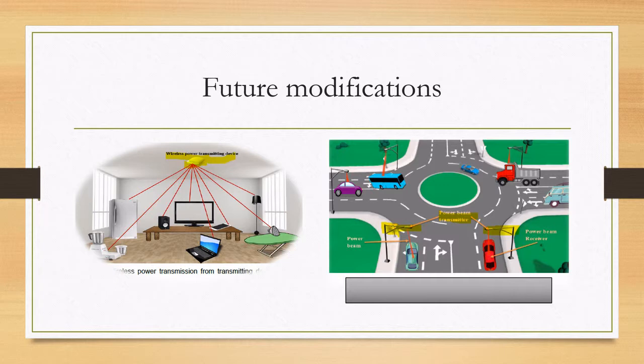The power beam receiver will then convert the power beam into electrical power for the charging of the battery inside the vehicle. Through this way, we can actually charge our electrical vehicle while we drive. Isn't it actually very convenient if this thing comes true?